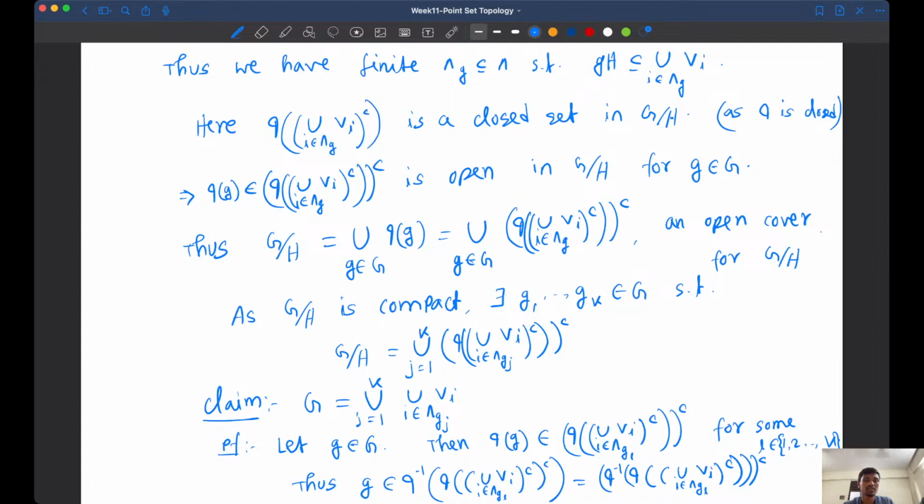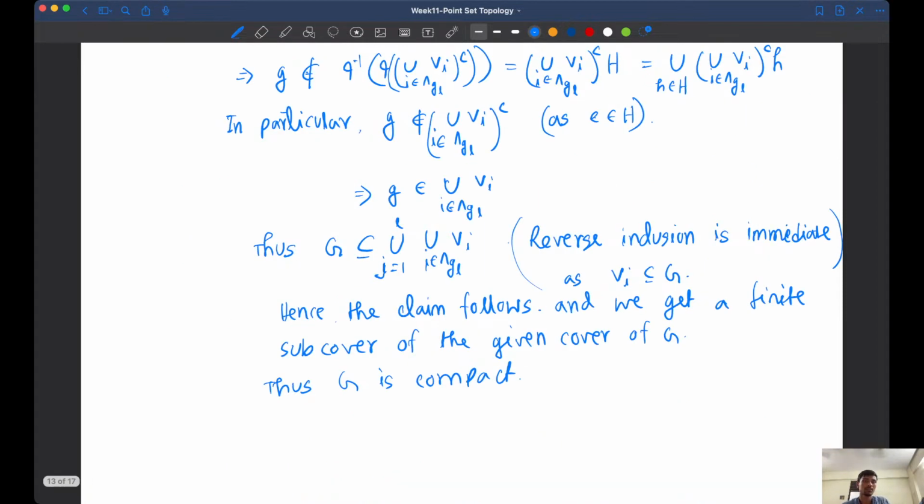So to do that, again I just go back to this G mod H thing. Here if I pick any g belongs to G, then q of g, that is an element of G mod H, belongs to this finite union. So it belongs to this union for some j, and then again just analyzing that, I get that g belongs to this union, and hence G is contained in the total union, and that completes this claim, and hence G is compact. Right? So any confusion here?